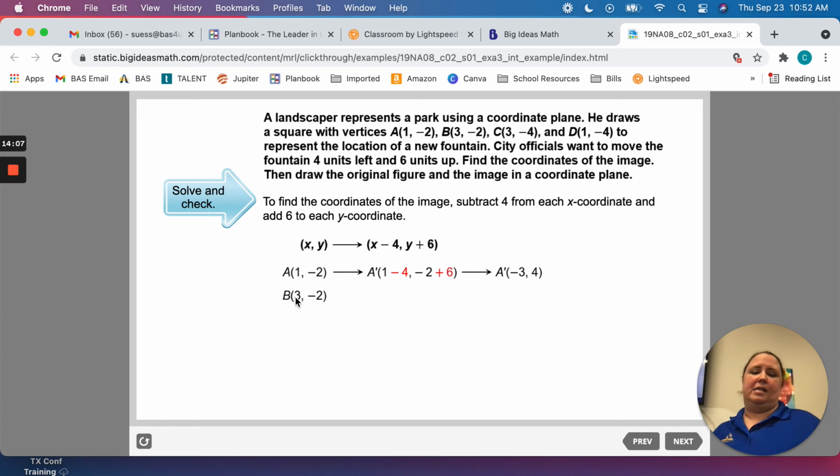So the B is 3 and -2. So I'm going to write 3, and we're going to subtract 4, because I'm still moving to the left 4. And then I'm going to say -2 plus 6, because I'm still moving up 6. So what's my new x value for B, Elena? -1. What's my new y value for B, Camila? 4. So -1, comma 4. Make sense? Yes. Am I going too fast? No, ma'am. You sure? Yell at me if I'm going too fast.